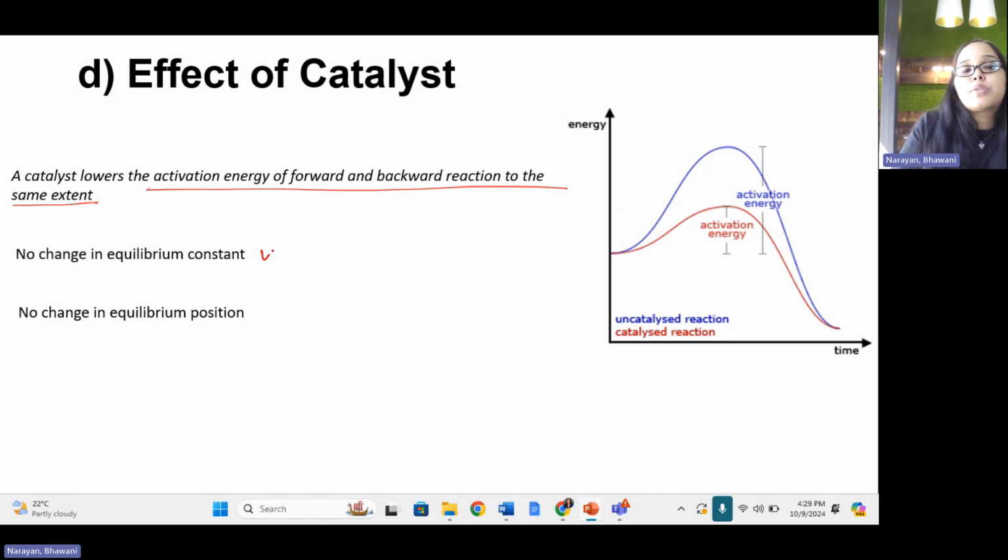Please remember, this could be a trick question for you. We could ask you, if I add a catalyst, what is happening to the equilibrium constant? No change, because it's doing the same thing on both sides, okay? And here I've shown a profile of an uncatalyzed reaction, which is going through a higher energy barrier. So this point is called the energy barrier. And the catalyzed one goes through a lower energy barrier. So you see that the y-axis reads energy, all right, and the x-axis reads time.